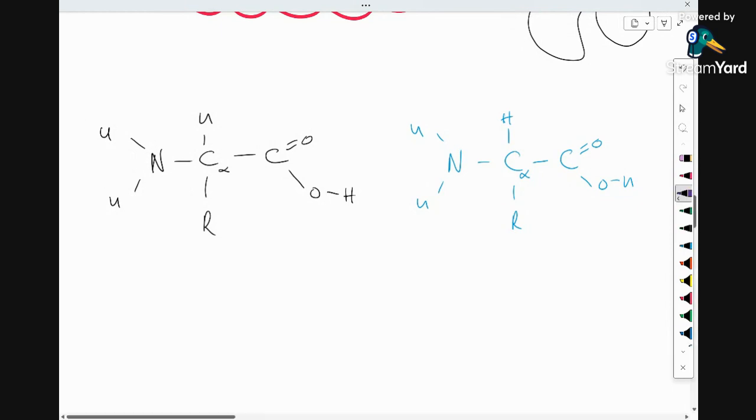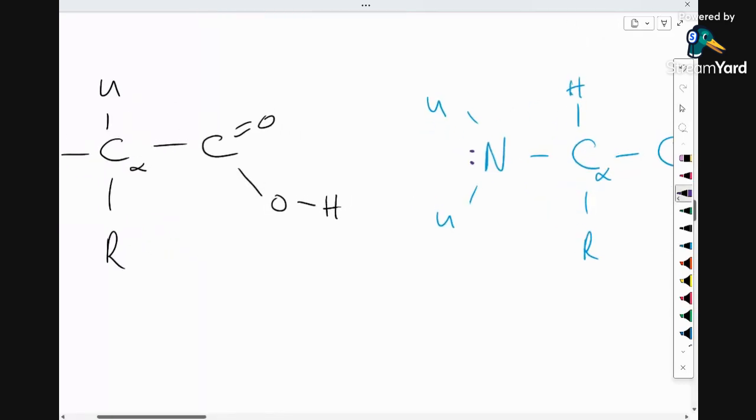Well, I'll swap to purple for the mechanism. As I mentioned, there's a lone pair on this nitrogen, right? Nitrogen has 5 electrons in its outer shell. It's using 3 of them in bonding, so it has 2 remaining. This whole group here acts as a nucleophile, which we've come across. Okay, there's a lone pair of electrons here. That's a lone pair, remember, that is capable of forming bonds to electropositive or electron deficient groups.